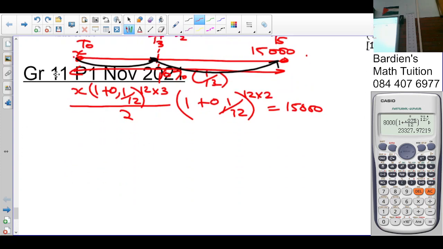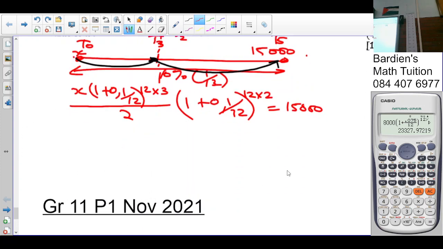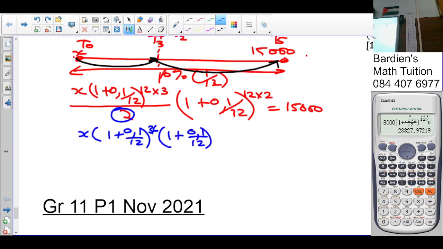So from here, it's a matter of solving the equation. Firstly, I divide both sides, get rid of the 2, so it's going to be x into 1 plus 0 comma 1 over 12 to the exponent 36 into 1 plus 0 comma 1 over 12 to the exponent 24 equals 30,000. To get x on its own, I divide both sides by whatever that works out to be.